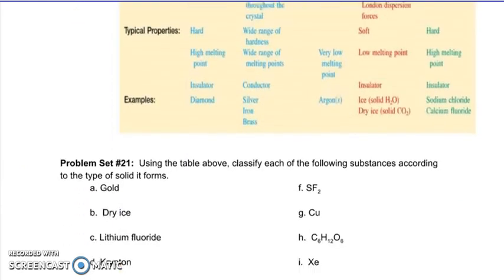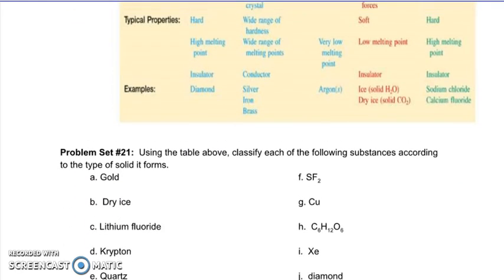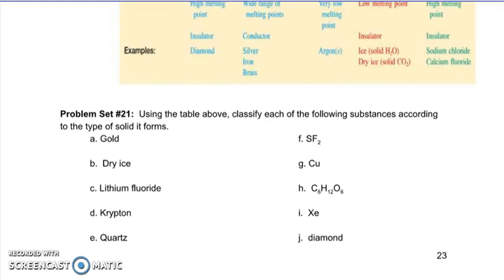So over here it says problem 21, use the table above and classify each of the following substances according to the type of solid it forms. So why don't you pause this right now and work on answering this and then see what you get. Okay, so how do we do?